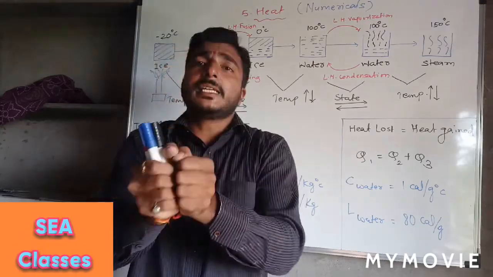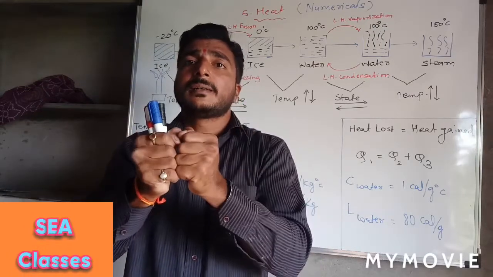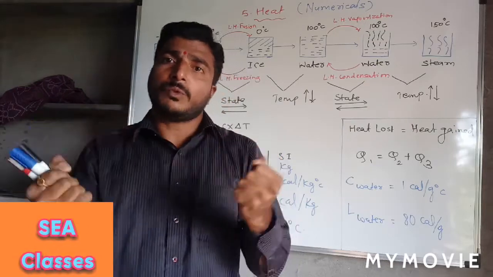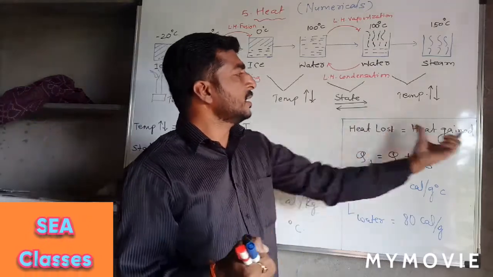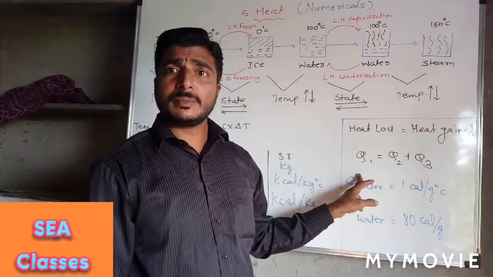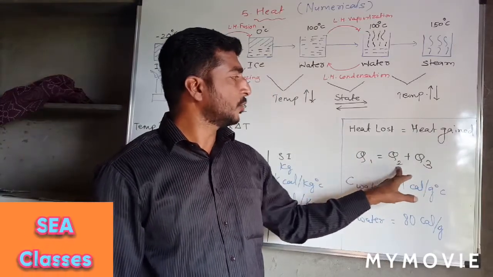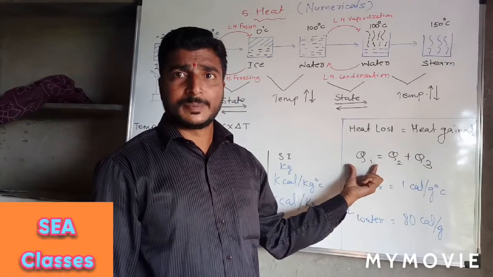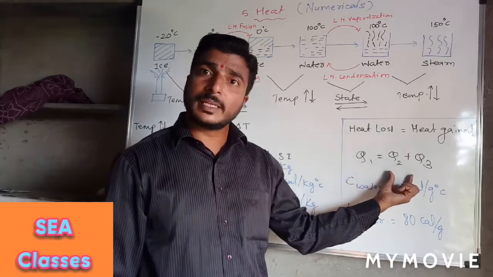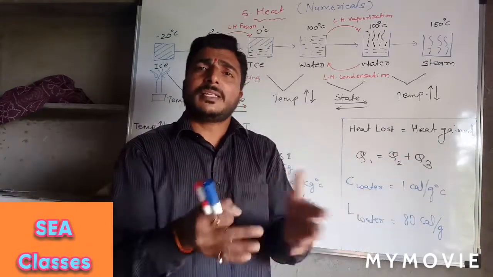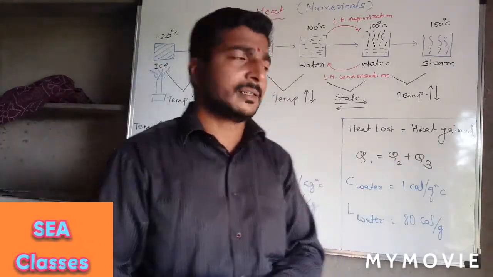Then at one stage they will acquire the equal temperature, and when we want to calculate the temperature at that time, what will be the formula? Heat loss is equal to heat gain. We have already seen that in the measurement of specific heat. Q1 is equal to Q2 plus Q3. This is heat lost. The heat lost is equal to the heat gained by one object plus that gained by another object, if there are three objects placed near each other.